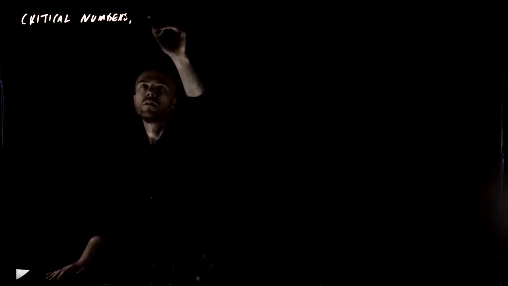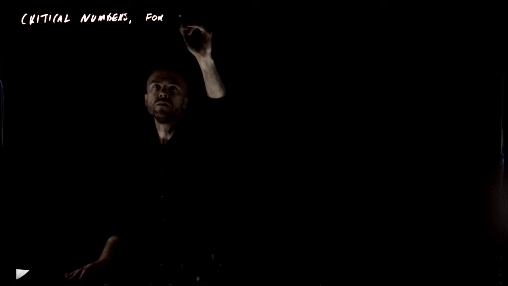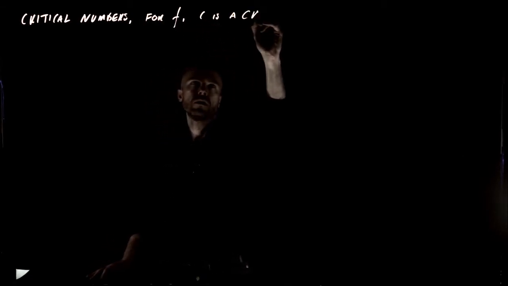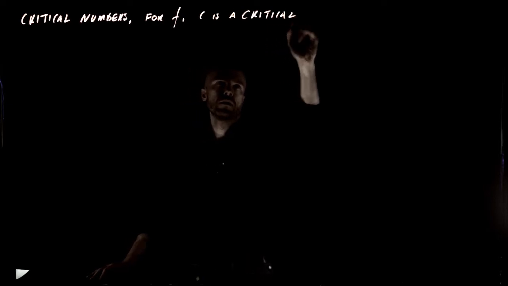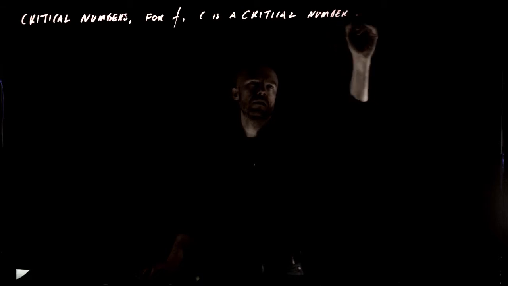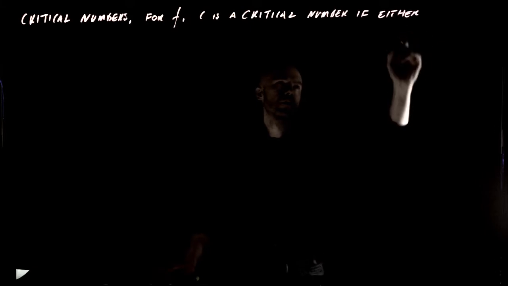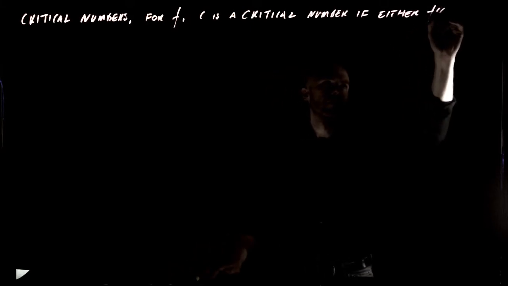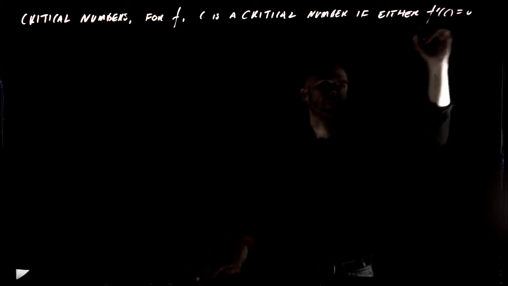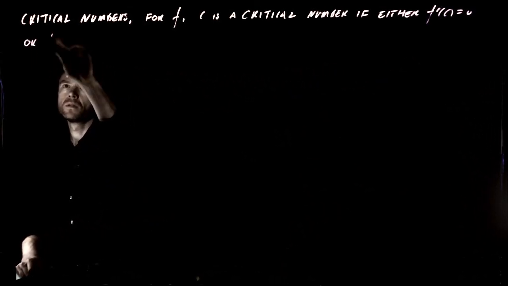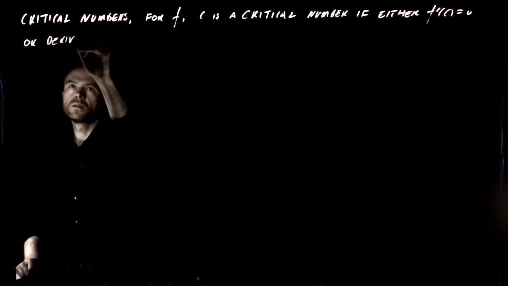And for a given function, C is a critical number if either f prime of C equals 0 or the derivative does not exist.